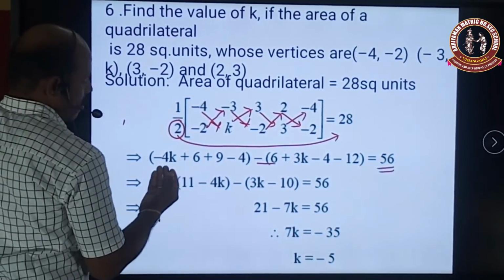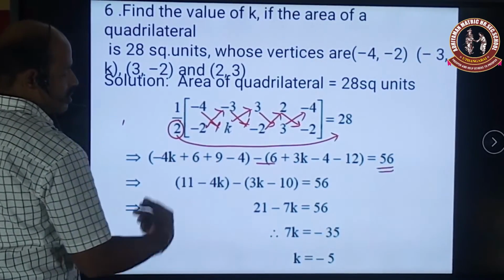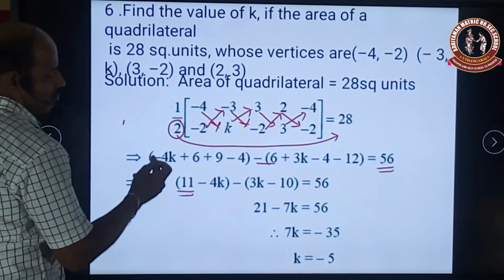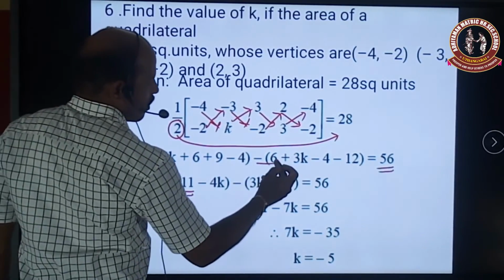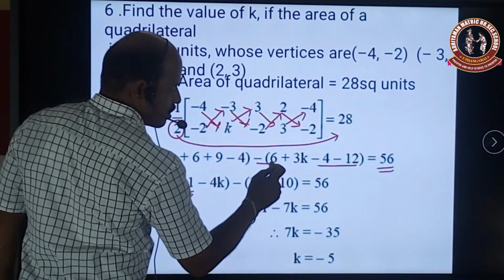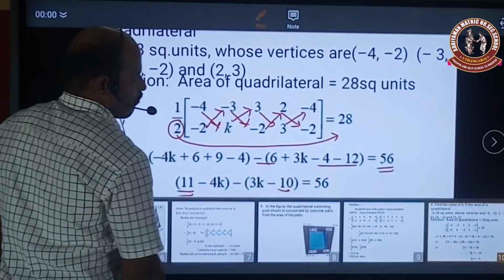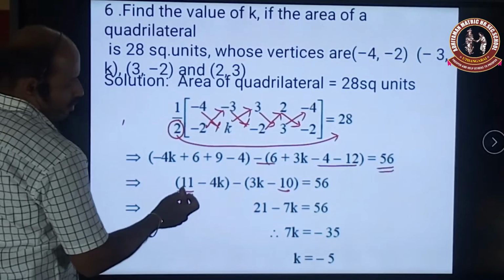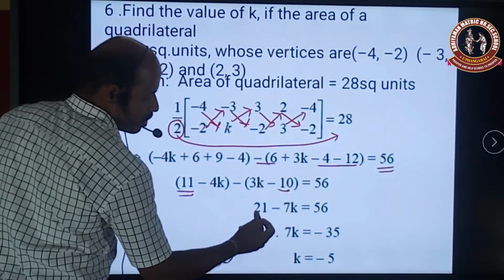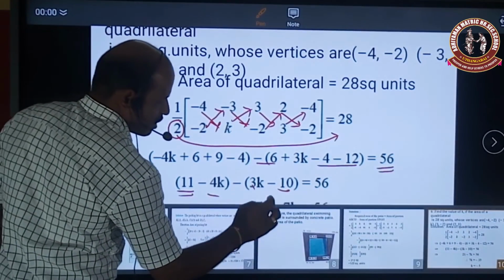Arrange the terms. Minus 4k plus 6 plus 9 minus 4. 6 plus 9 equal to 15. 15 minus 4 equal to 11. Minus 4k. Minus of 6 minus 4 minus 12 equal to minus 16. Minus 16 plus 6 equal to minus 10 plus 3k. That is equal to 11 minus of minus plus 11 plus 10 equal to 21. Minus 4k minus 3k equal to minus 7k.